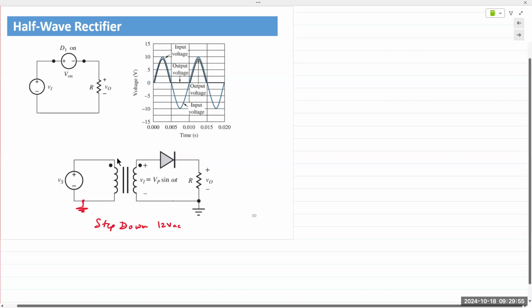So we have a transformer. Again, the goal is to create a power supply. So you plug this into the power outlet. The input is the power outlet. No matter where you are in the world, it steps it down to a usable voltage level. And then you connect it to your rectifier circuit, half-wave rectifier circuit.